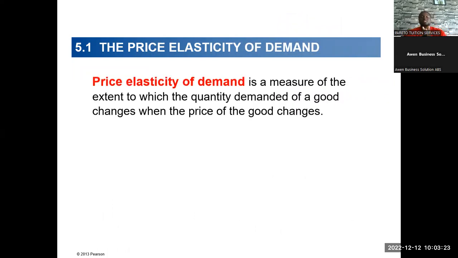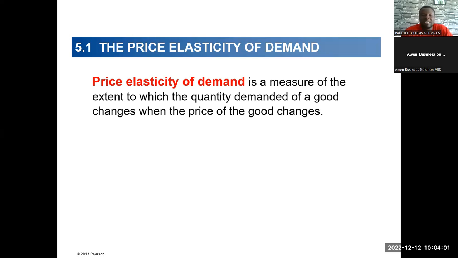So basically, we use elasticity to measure the degree of responsiveness of demand to changes in either the price of the commodity, price of a related commodity, or the income of the consumer. That is the use of elasticity. We want to talk about elasticity of demand, but specifically the own price elasticity of demand. We want to look at how quantity demanded of a good changes in response to a price change. So when the price of the commodity changes, how will demand respond?